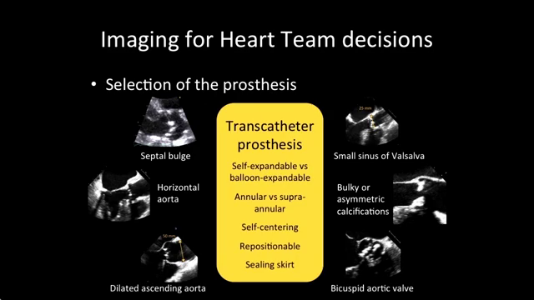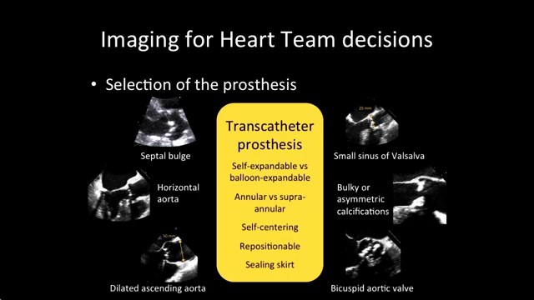Several types of prostheses are on the market and all have different specificities. Self-expandable versus balloon expandable, with or without interaction with the ascending aorta, annular versus supra-annular valve, self-centering or not, repositionable or not, with or without sealing skirt. A detailed morphological assessment is therefore of great importance to select the most adapted prosthesis type.